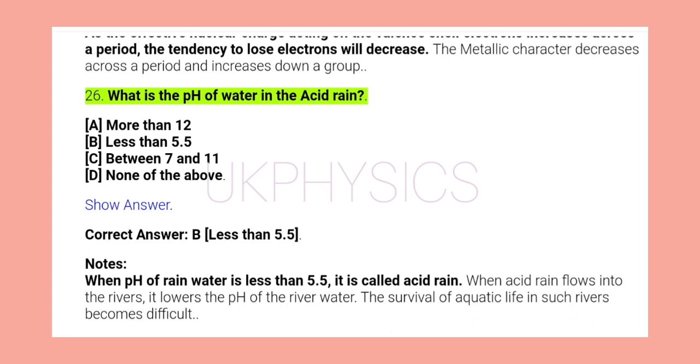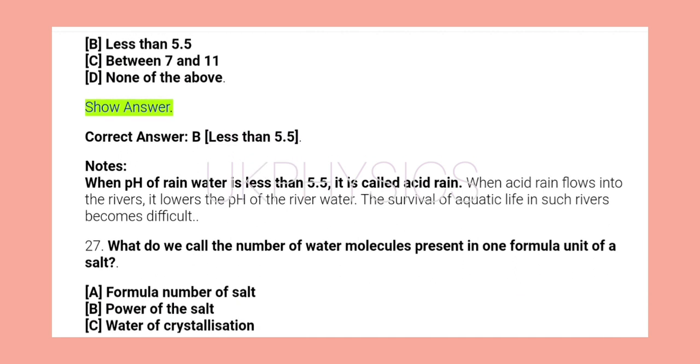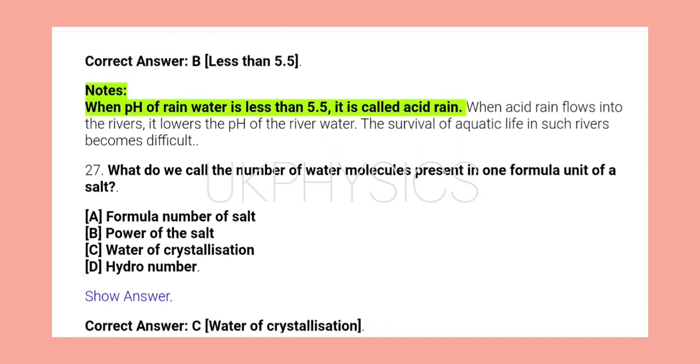26. What is the pH of water in acid rain? A. More than 12. B. Less than 5.5. C. Between 7 and 11. D. None of the above. Show answer. Correct answer B. Less than 5.5. Notes: when pH of rainwater is less than 5.5, it is called acid rain.